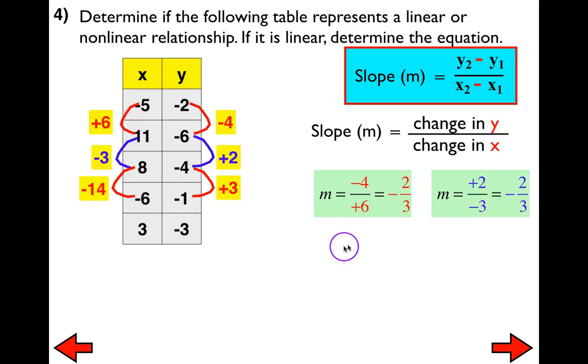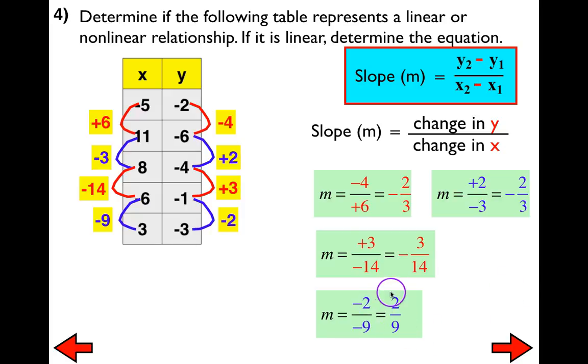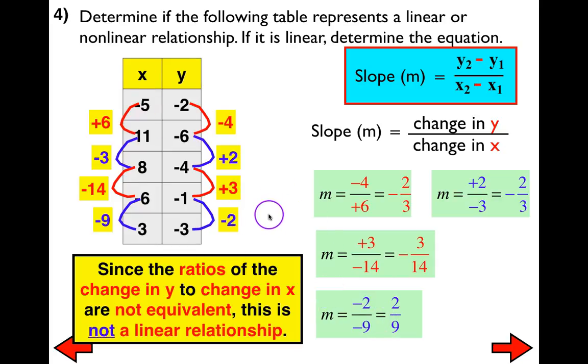We're going to take a pause, check our ratios, and this ratio is unlike the other. So technically, we can decide right now that it is nonlinear. Why? Because the ratios are not equivalent. In fact, even if I show you this one, this would be further proof that it's not going to be a linear function. In fact, it is nonlinear. Why? Because the ratios are not equivalent. So since the ratios are not equivalent, I would say this is a nonlinear relationship.